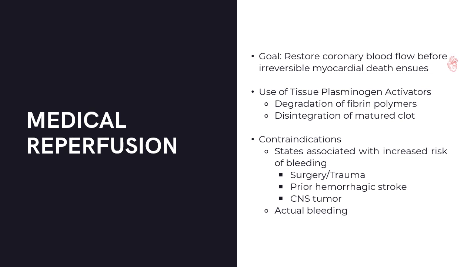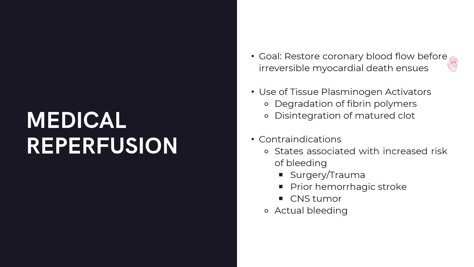Okay? So for medical reperfusion, we use tissue plasminogen activators. The effect of tissue plasminogen activators, TPAs, would be to degrade fibrin. And by degrading fibrin, the cement, we produce disintegration of the matured clot. However, as you will understand, we are trying to lyse a clot, and therefore these agents are contraindicated in patients who will benefit from having a clot, such as in patients who have states associated with increased risk of bleeding. If they are bleeding, we want the clot to be there to prevent blood loss. So by using TPAs in these patients, we promote bleeding and therefore will be doing more harm.